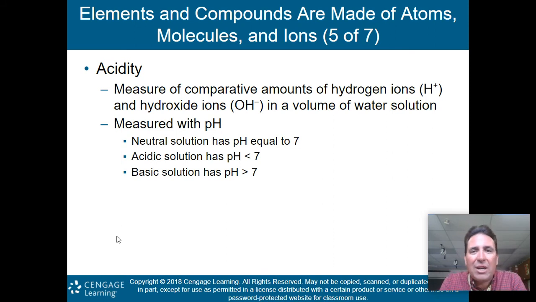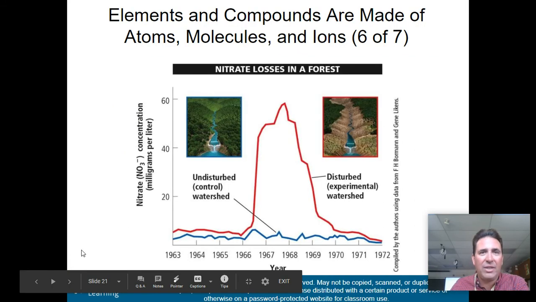Acidity is a measure of the comparative amounts of hydrogen ions, which is H+, and hydroxide ions, which are a negative ion, OH-, in a volume of water solution. We call it, we measure it, with pH. A neutral solution is equal to 7. An acidic solution has a pH less than 7, and a basic solution has a pH greater than 7.